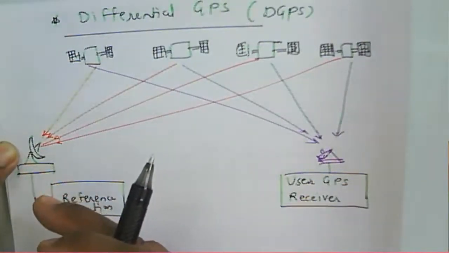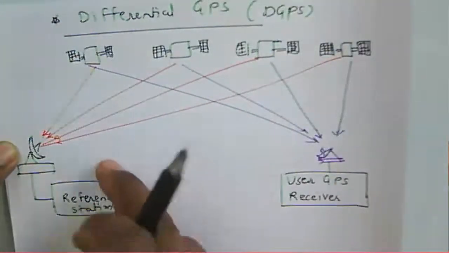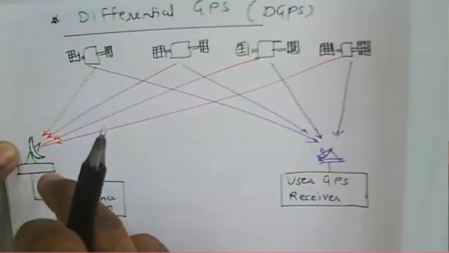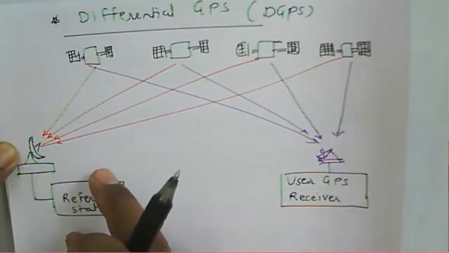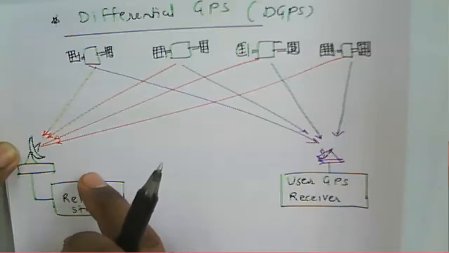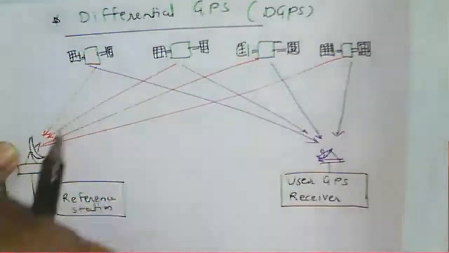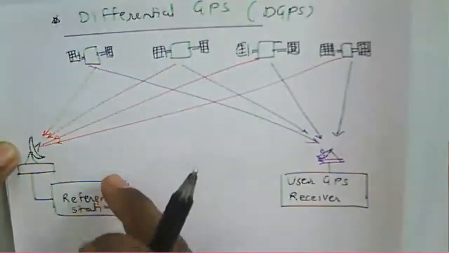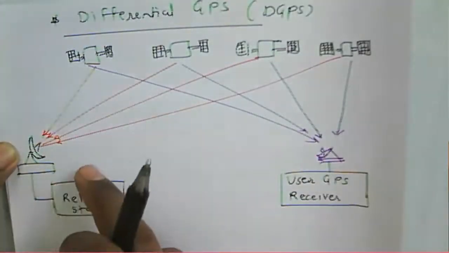So what happens here is that the signal is received from the satellite, and the reference GPS station will measure the transit time delays from the data sent by the satellite. Again it will calculate the position of the satellite.